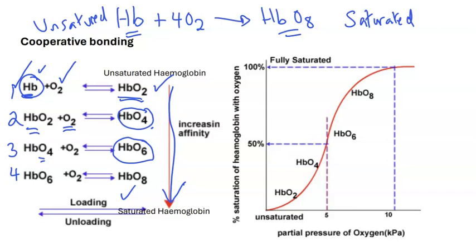Now, if we then graph this relationship, rather than a linear one, we end up with this sigmoidal curve here, like so. This is known as the oxygen dissociation curve, or for short, ODC. We have a progression from unsaturated towards the saturated hemoglobin. On this axis here, we have the partial pressure of oxygen, concentration if you like, and here we have the degree of saturation of hemoglobin with oxygen.